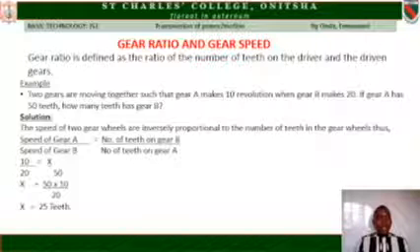You now have 10 over 20 is equal to X over 50. When you cross multiply, X is equal to 50 times 10, which gives you 500, divided by 20. So the number of teeth on gear B is 25.